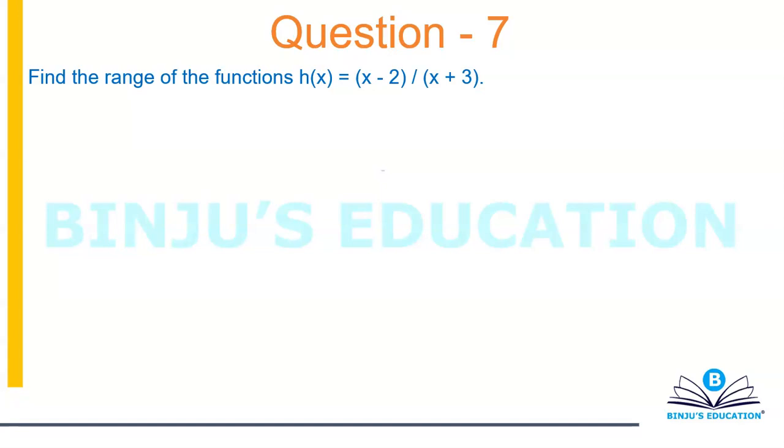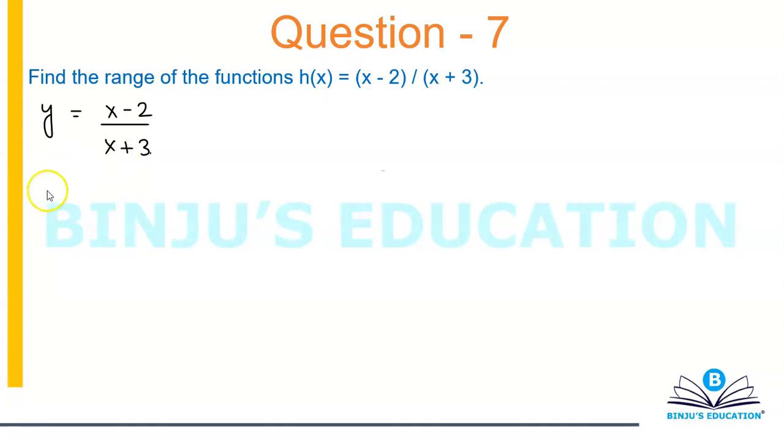Pause the video and try this one, please. All right, let's try this one. So again, you have y is equal to (x minus 2) divided by (x plus 3). Again, you have linear divided by linear. Try to calculate the inverse of it.